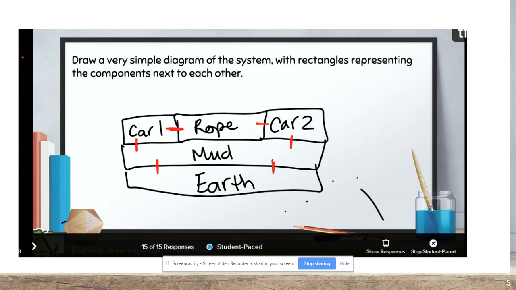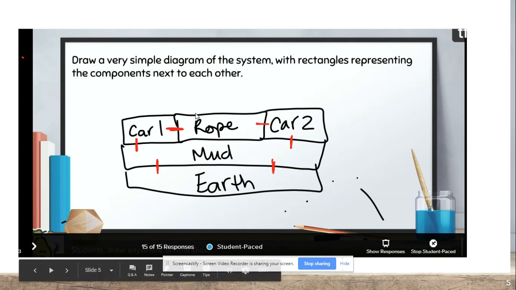diagram for their sandwich. The arrows in between, so these red marks are arrows, they represent the contact force that's being applied between those two components. So there's a contact force between car 1 and the rope, between the rope and car 2. Then there's a contact force between car 1 and the mud, which is where the wheels touch, and car 2 and the mud. And then there's a contact force between the mud and the earth.